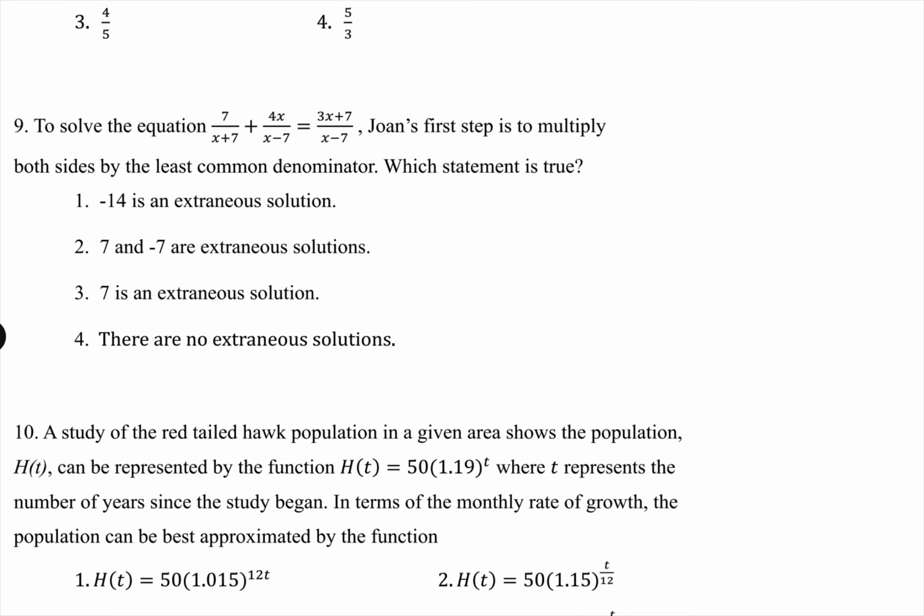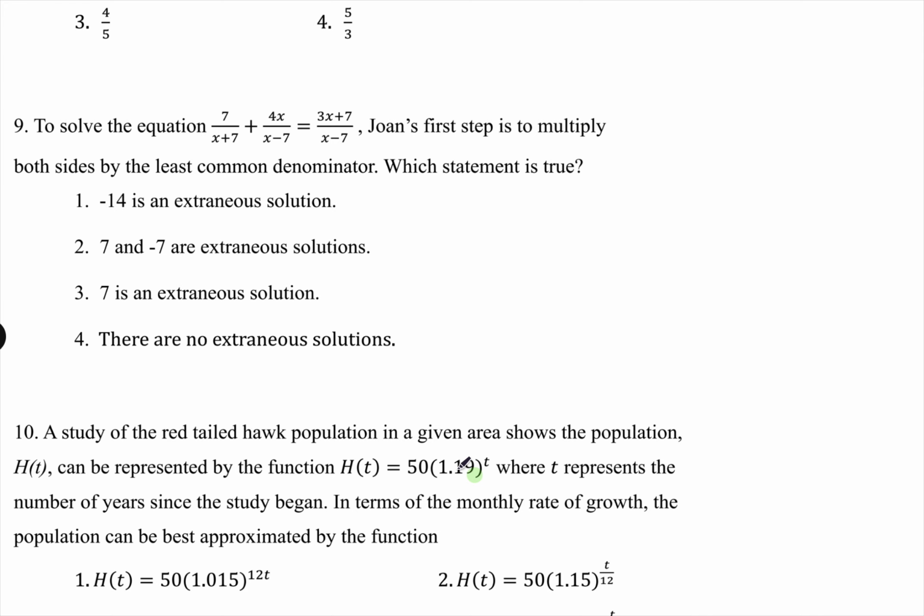Whew. Last one, bringing it home. And it's cutting off answer choices 3 and 4. Can't help that right now. But you have a red-tailed hawk population is given this function, right, where t represents the number of years since the study began. Now, in terms of the monthly growth rate, the population can best be approximated by what function, right? So over here, right, and we didn't really go over this a ton. We talked more about like rate compounded monthly, right? But this is looking for the monthly growth rate.